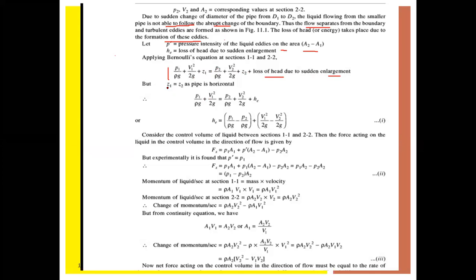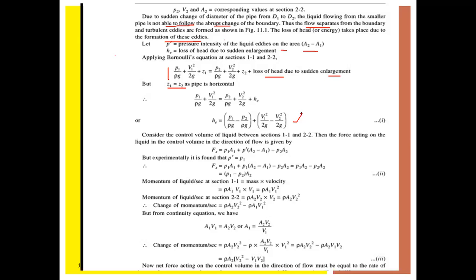Therefore, here the datum lines are the same. The pipes are not slanted, we are on the same line. Therefore, Z1 is equal to Z2. Therefore, P1 by rho g plus V1 square by 2g is equal to P2 by rho g plus V2 square by 2g plus He. Therefore, He is the loss of head due to sudden enlargement.